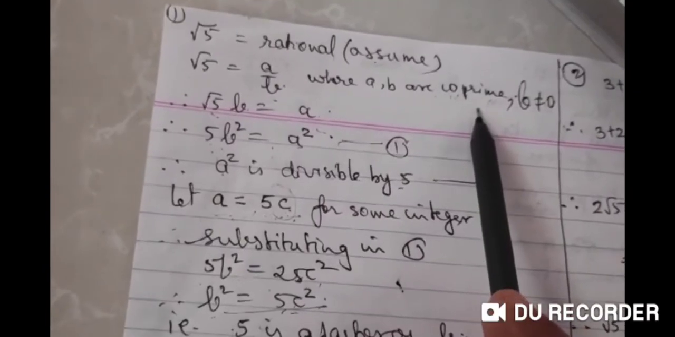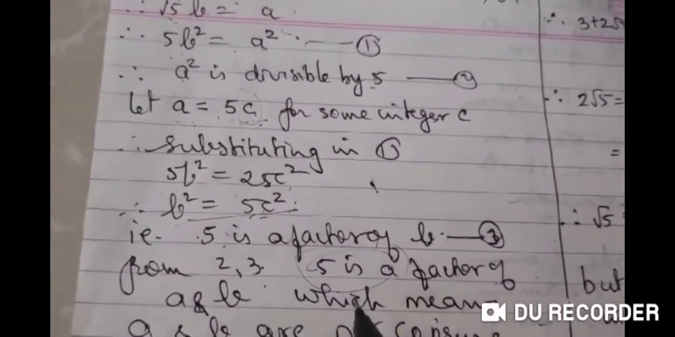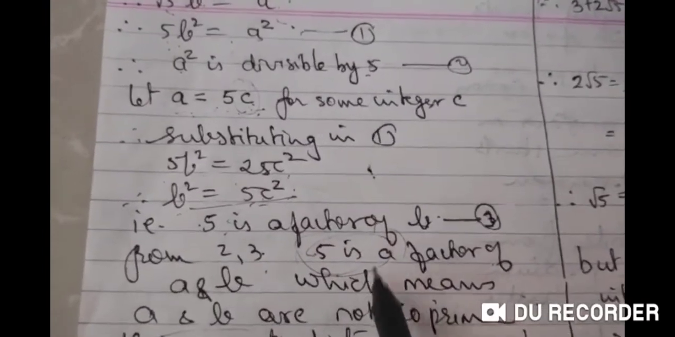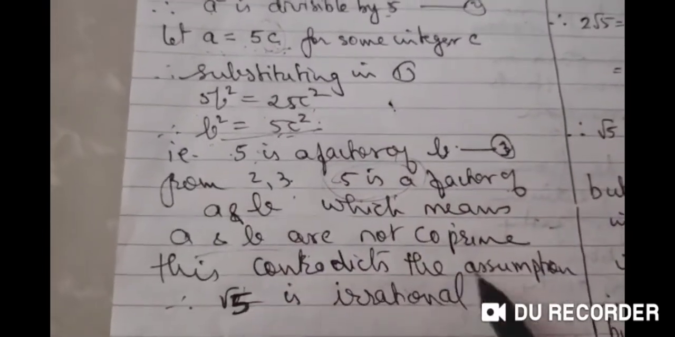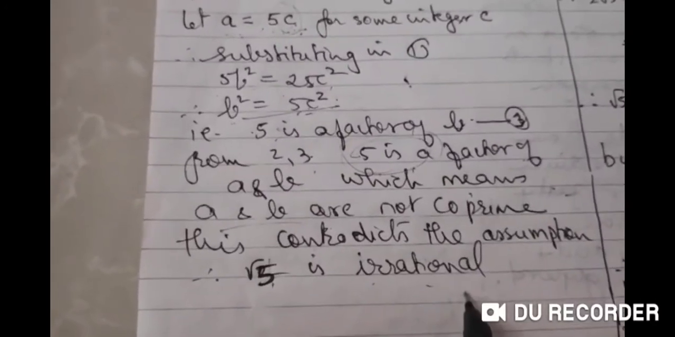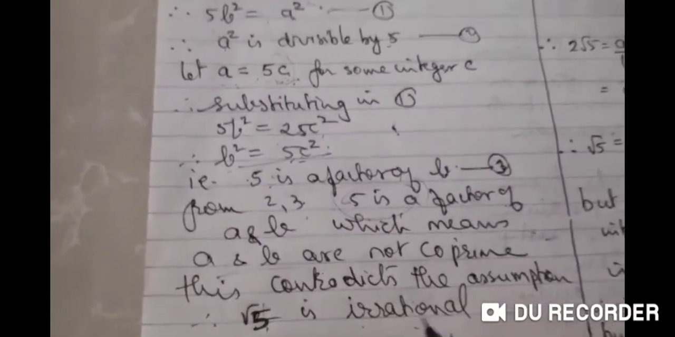If they are co-prime, what does it mean? They have no other factor other than 1. And here you are saying that 5 is a factor over there. Which means your assumption is wrong. What did you assume? Root 5 is a rational number. So that assumption is wrong. That means root 5 is an irrational number. So this is said to be an indirect way of proof. Is this clear or not?